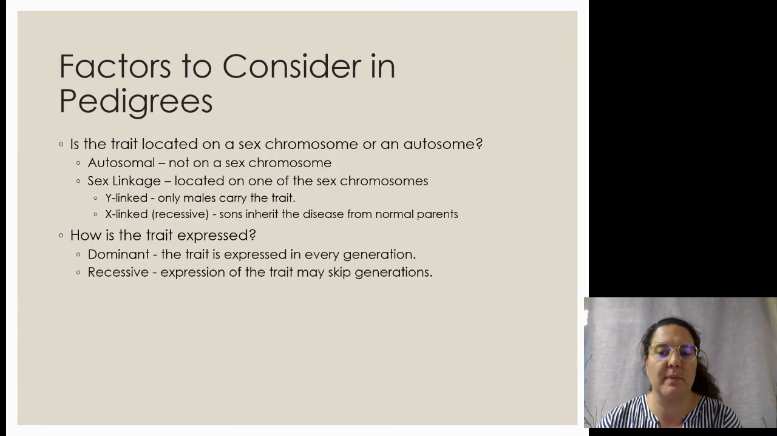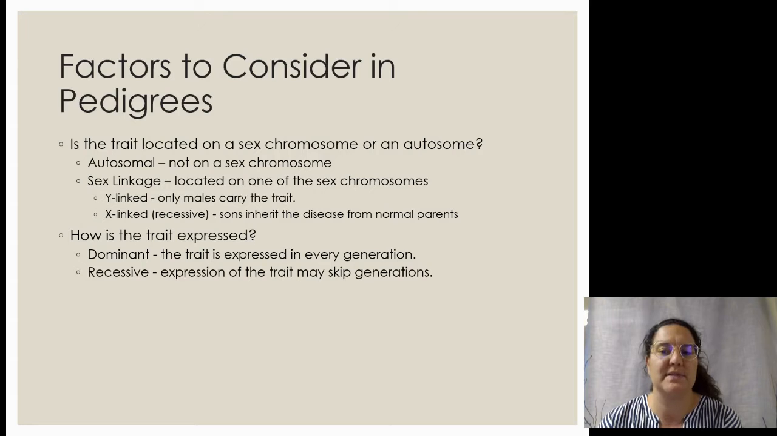The first step to working out a pedigree is to make sure if the trait is autosomal or if it's sex linked. So that would be on the sex chromosomes. The second step is to identify the pattern of expression. Is it dominant or recessive? For recessive alleles, that expression might skip several generations.